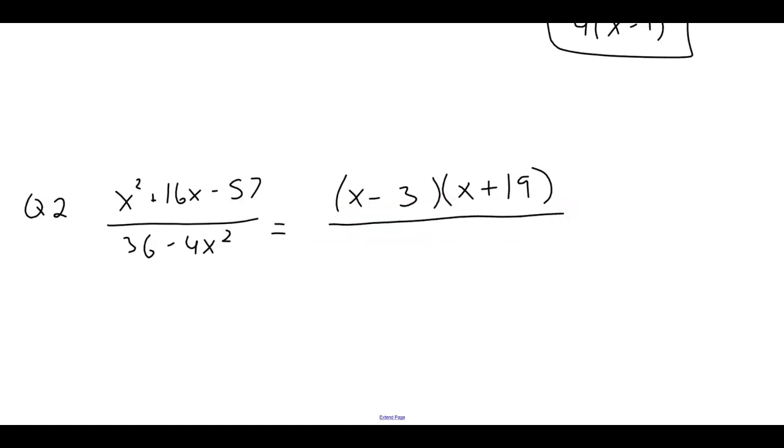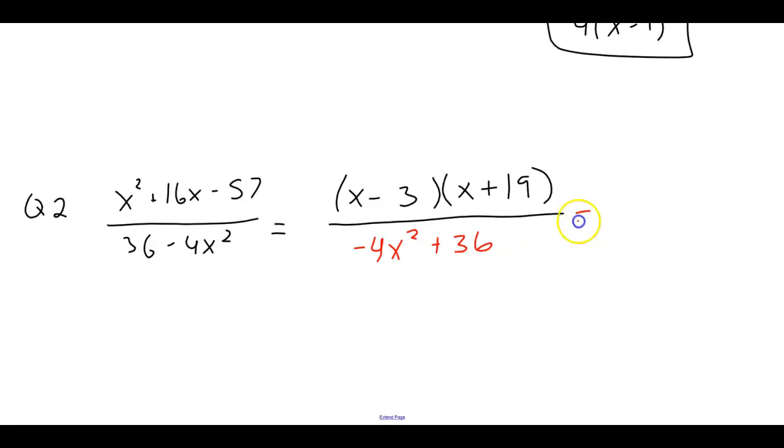Now I suggest writing it in standard form. What I mean by that is the largest exponent first. So I would write this as negative 4x squared plus 36. Just write it in the right order: negative 4x squared plus 36. And that does have a GCF because both of those divide by 4.